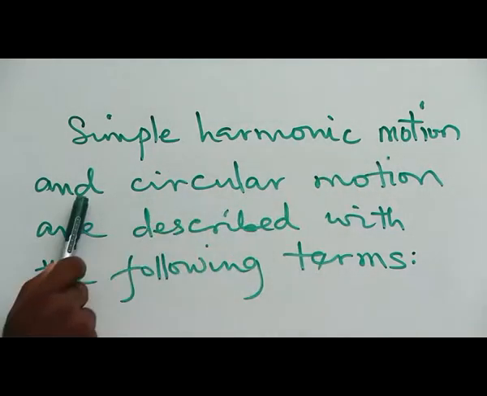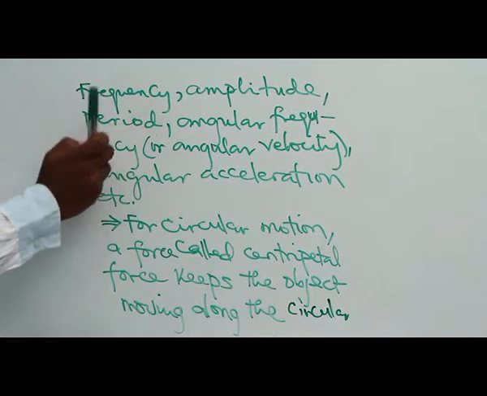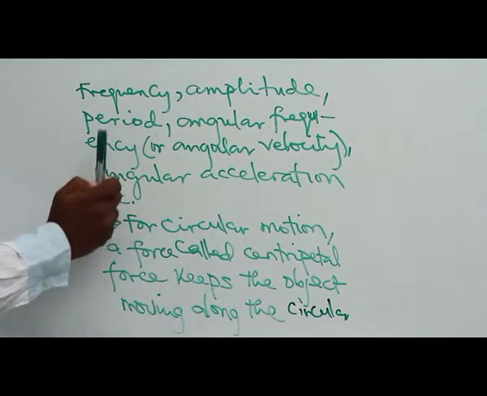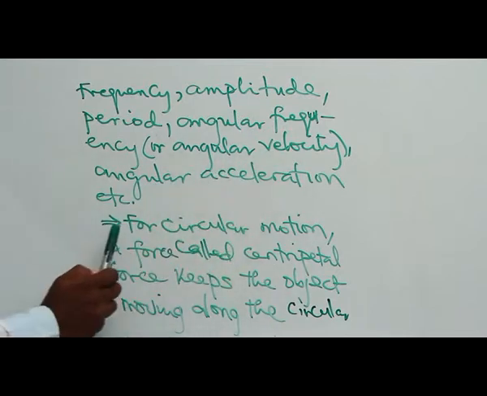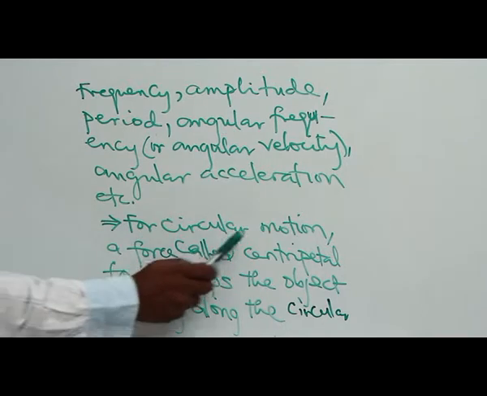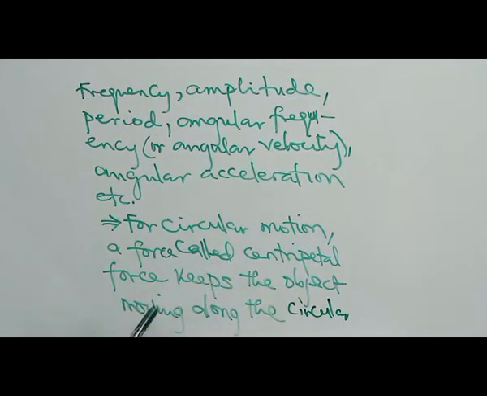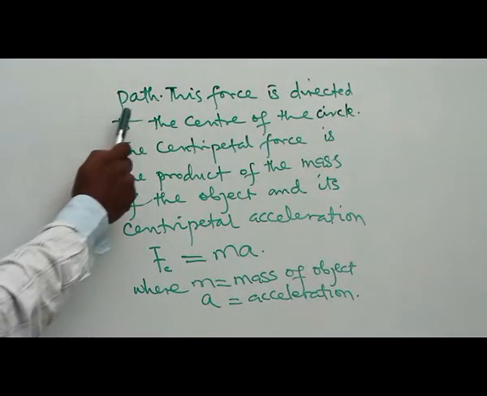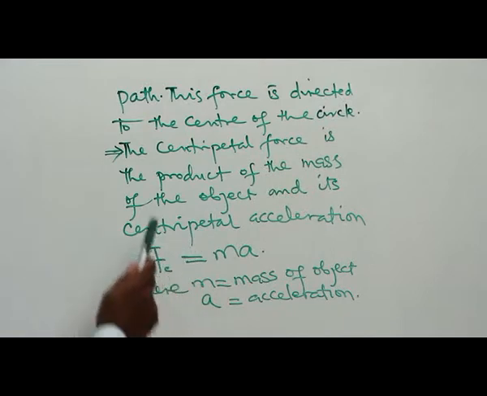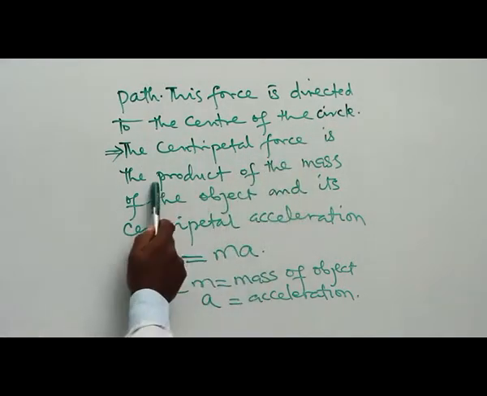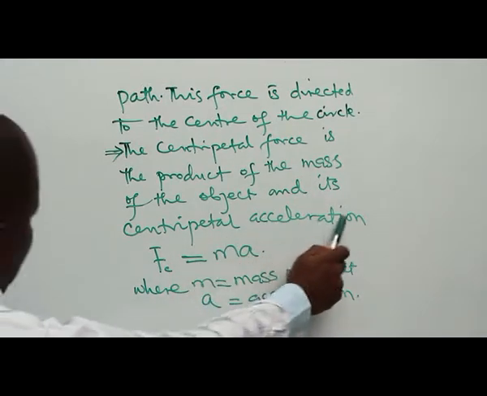Simple harmonic motion and circular motion are described with the following terms: frequency, amplitude, period, angular frequency or angular velocity, angular acceleration, etc. For circular motion, a force called centripetal force keeps the object moving along the circular path. This force is directed to the center of the circle. The centripetal force is the product of the mass of the object and its centripetal acceleration.